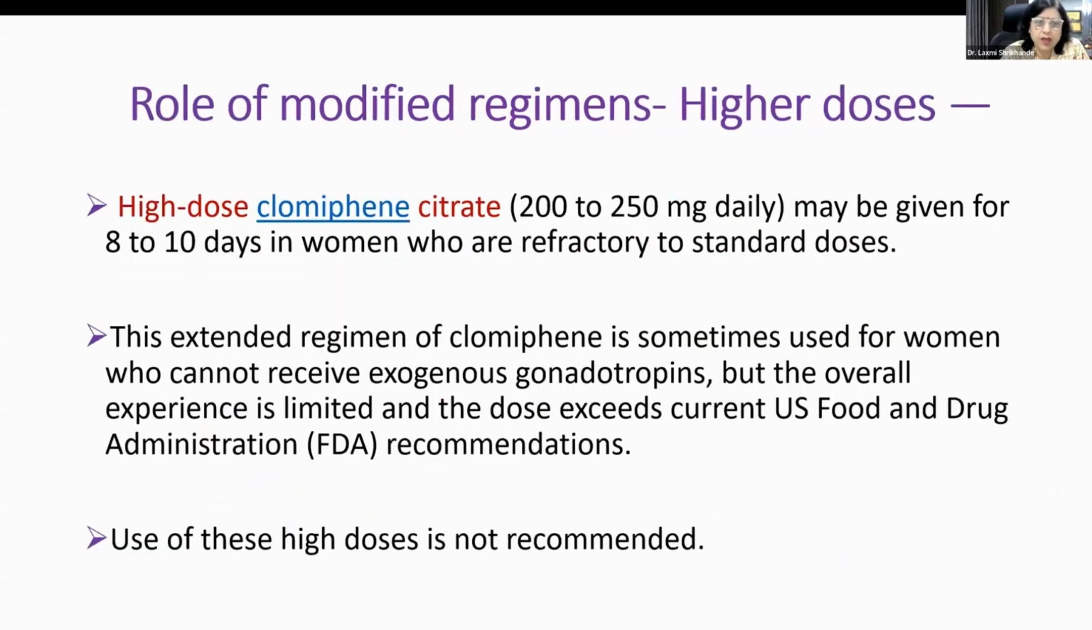Can you have more success rate if you are using higher dose of clomiphene, like to the tune of 200 to 250? It is not advisable and it is not approved by US FDA.